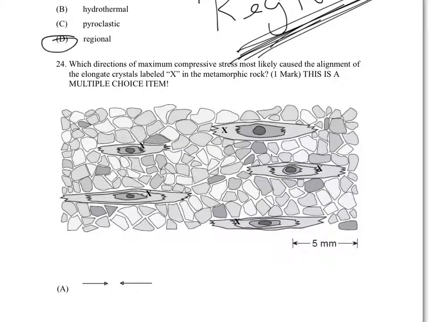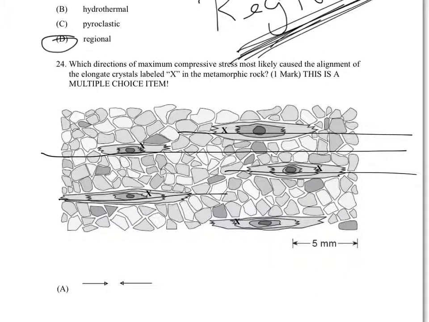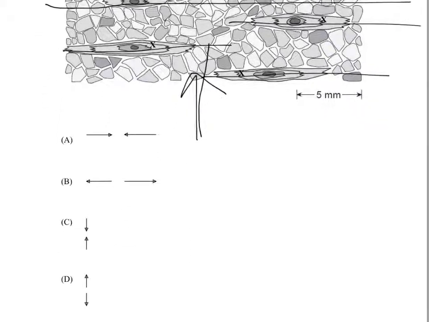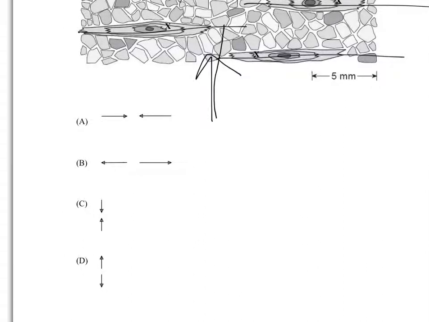This particular diagram down here, all they're trying to show you is that the minerals are aligning themselves this way. You can look at these big minerals labeled X. They're aligning themselves from left to right, which would mean that the pressure direction is perpendicular to it. So the pressure would have to be coming this way in order for the minerals to line up that way. And so if we look down here, the answer would be C.